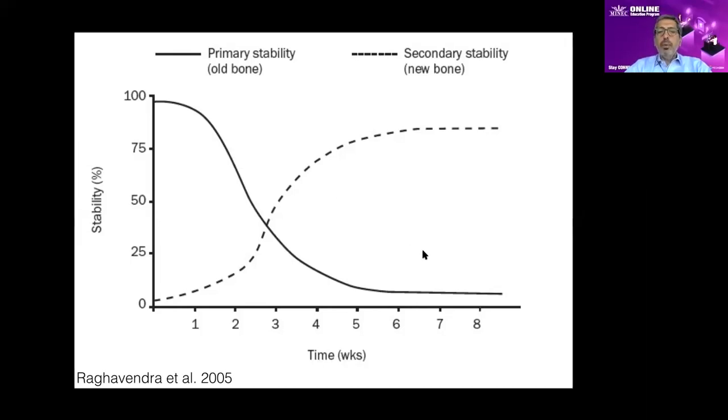This is why what you need to have is a curve like this, where primary stability will not decrease in a very fast way, and where secondary stability will take the lead also during the first weeks in order to be able to have a curve where the pitch is not low.